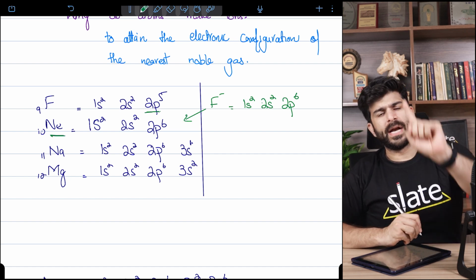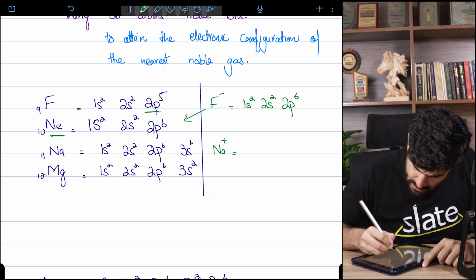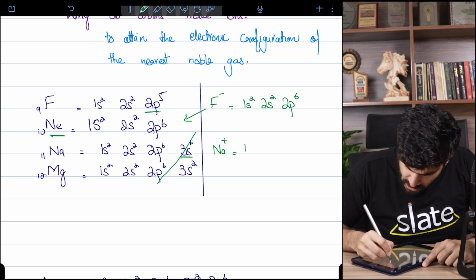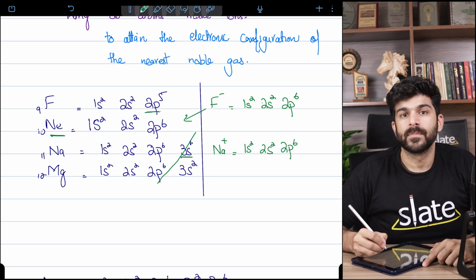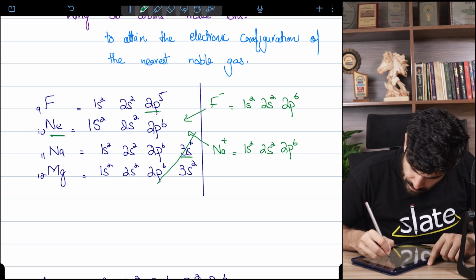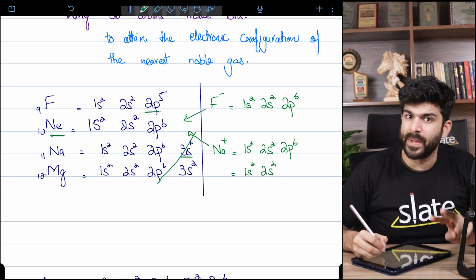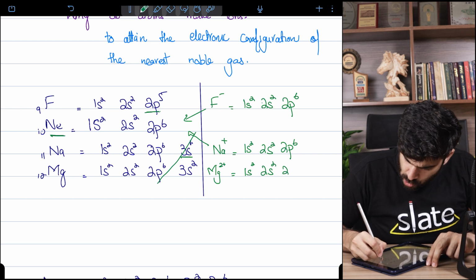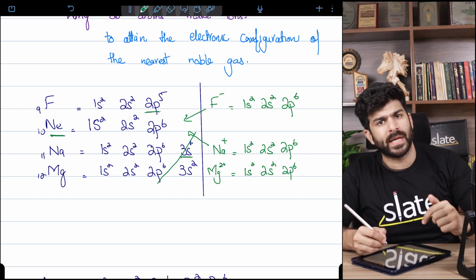What about sodium? It loses one electron, Na+. So this electron is lost. So this becomes 1s2, 2s2, 2p6. Again, neon. Magnesium: 1s2, 2s2, it loses 2 electrons to make Mg2+, leaving 2p6. Again, we are getting the electronic configuration of the nearest noble gas.